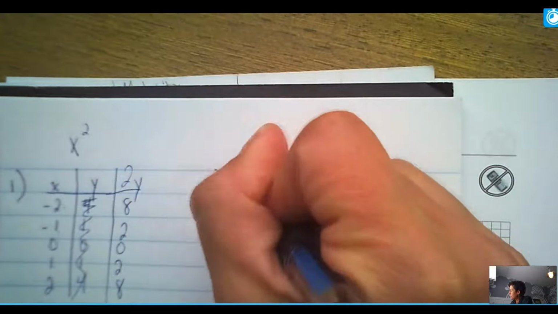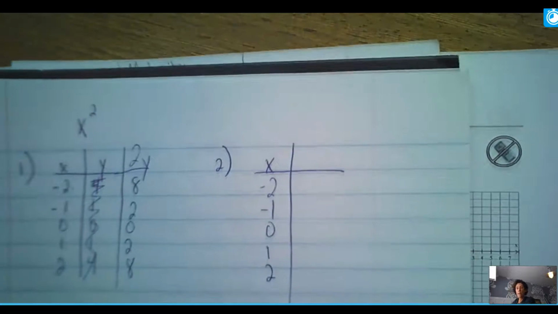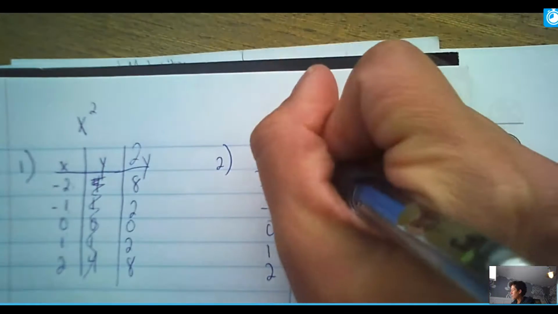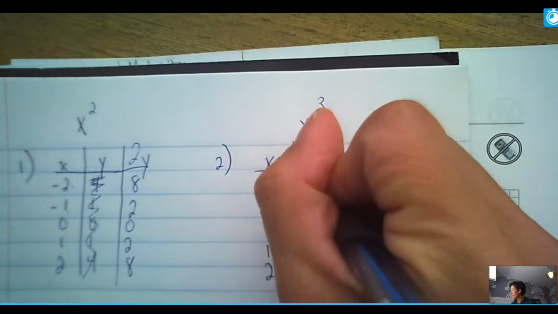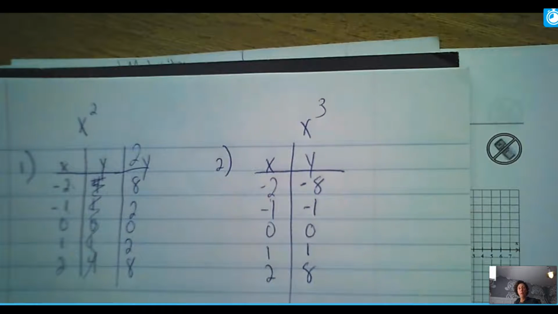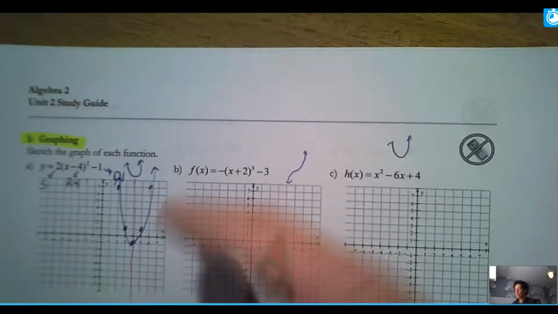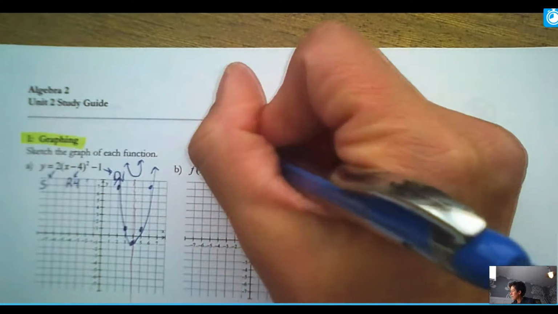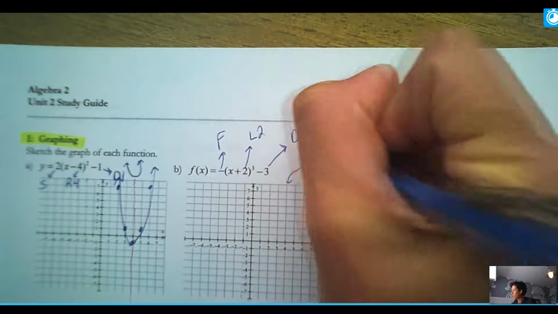So now when I do this for question number 2, I'll still use the same x's, but now I'm going to be cubing those values. And so when you cube -2, -2 times -2 is 4, but then you put another -2, it makes it -8. So here are these y values. Let's identify the transformations. So we will be having a flip. This is going to be going left 2, and this will be going down 3.